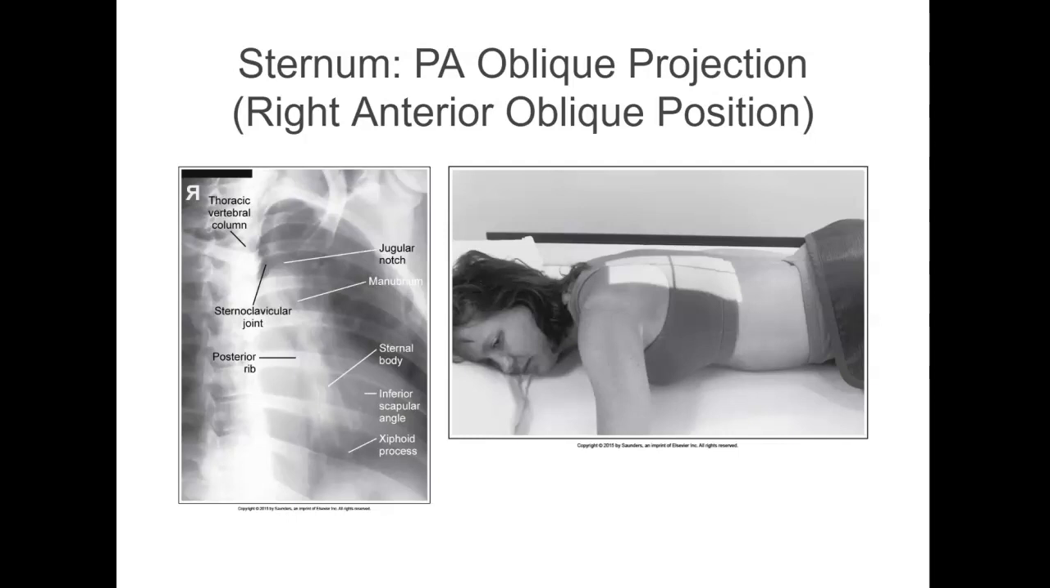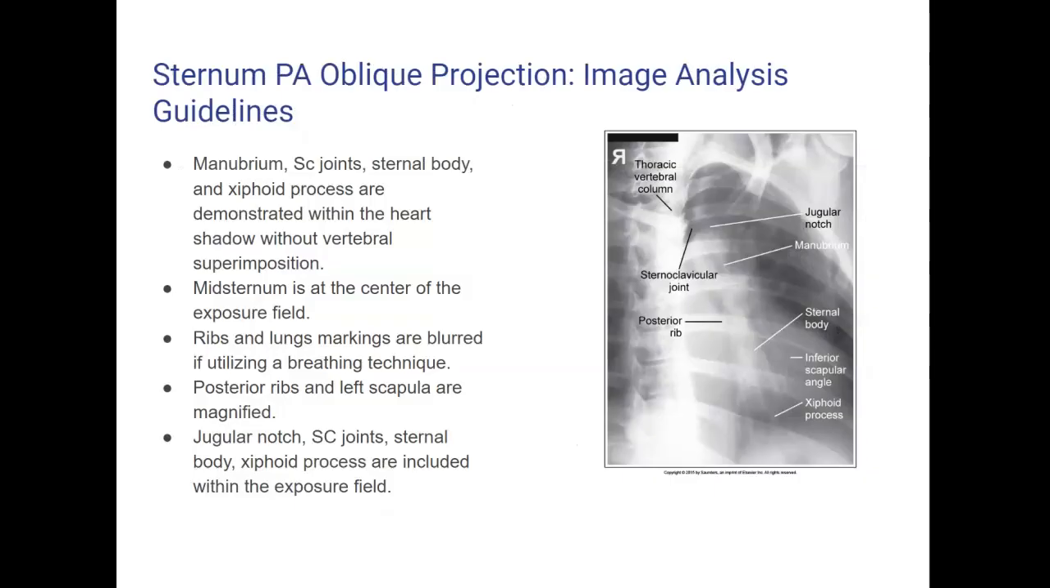The posterior ribs and left scapula will be magnified. The jugular notch, SC joints, sternal body, and xiphoid processes are to be included within the exposure field. The next slide just discusses the same image analysis guidelines that I just reviewed.